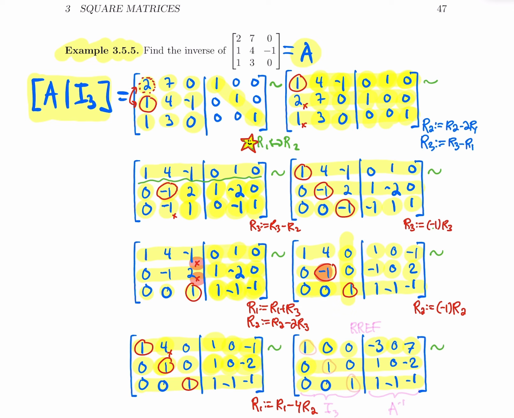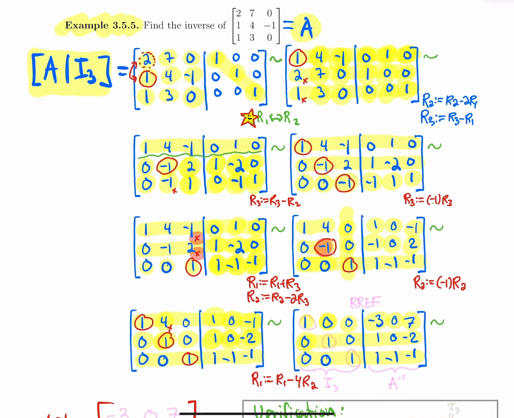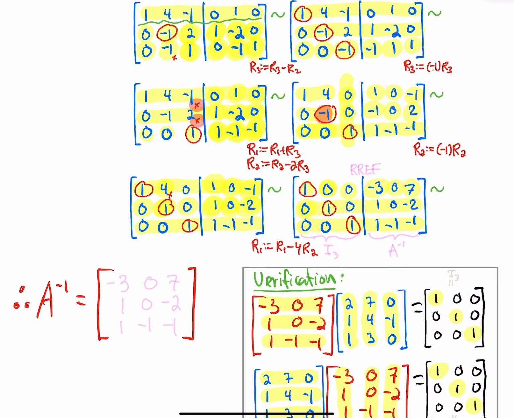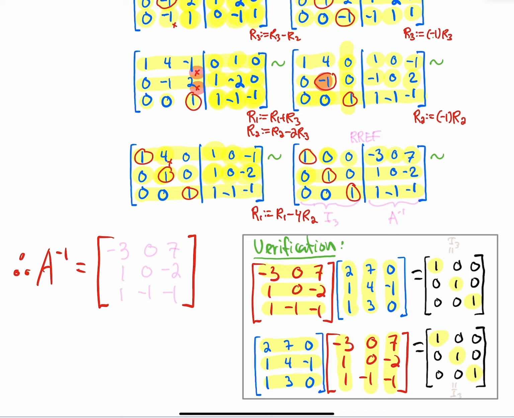And now, and this is very crucial, you stop. This matrix is in reduced row echelon form. All the pivots are 1. They're all alone in their respective column. And when I look at my final matrix in reduced row echelon form, that part here will always be the identity I3. And that part here, my friends, the leftover, is going to be what I'm looking for, the inverse. So A inverse is minus 3, 0, 7, 1, 0, 1, 0, minus 2, and 1, minus 1, minus 1.